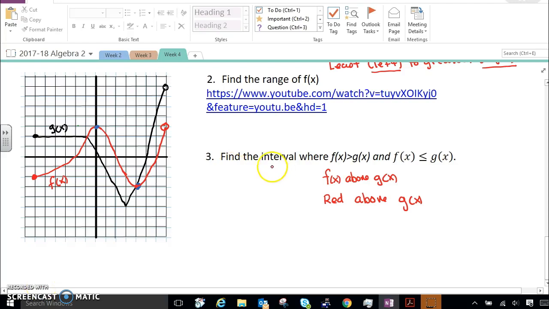In problem number 3, you've been asked to find the interval where f of x is greater than g of x. Well, interval, we've discussed, is really just another word for the domain. So the domain where f of x is above g of x, or really where red is above black. So I'll highlight that on my screen.